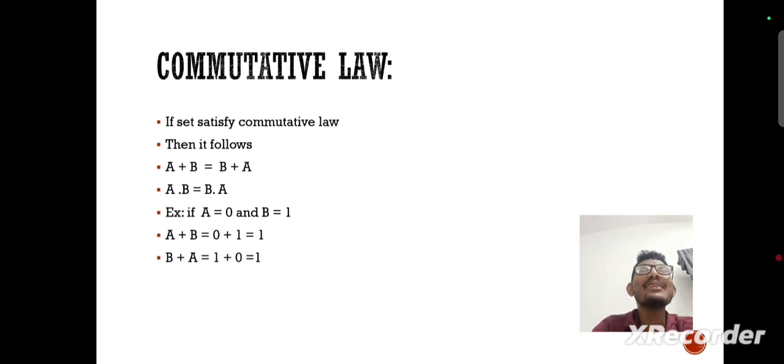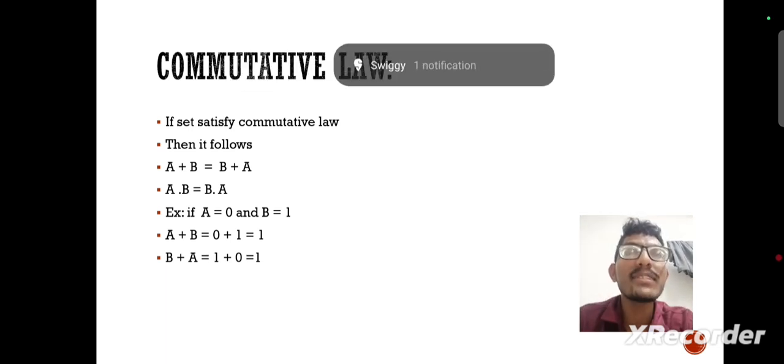The laws in Boolean algebra are, first, the commutative law. Commutative law is based on only two inputs, that is A and B. When the inputs are A and B, we have to perform addition of those two inputs: A plus B equal to B plus A. When we use those inputs in reverse order, the answer will also be the same.